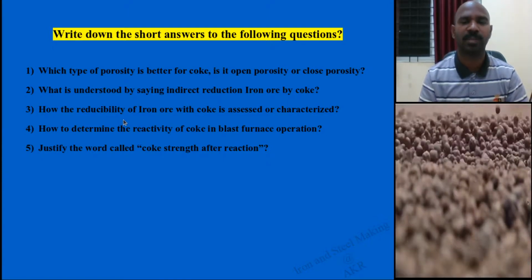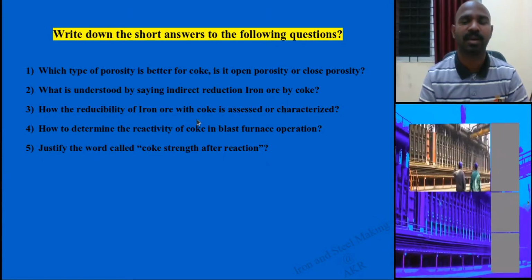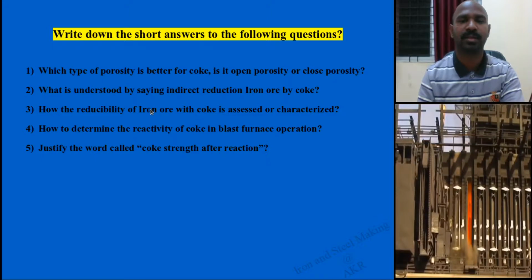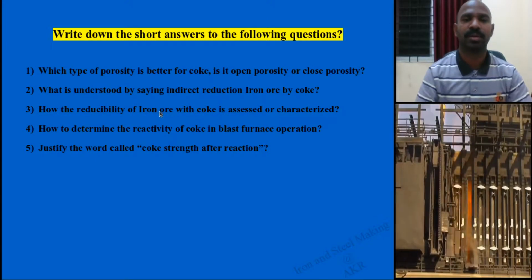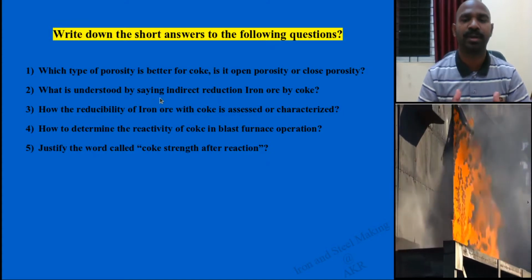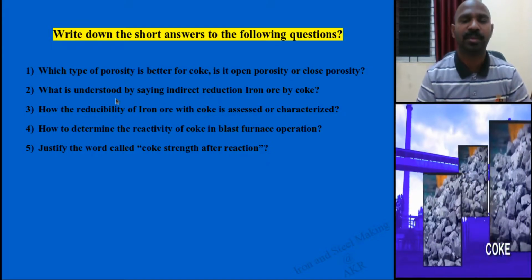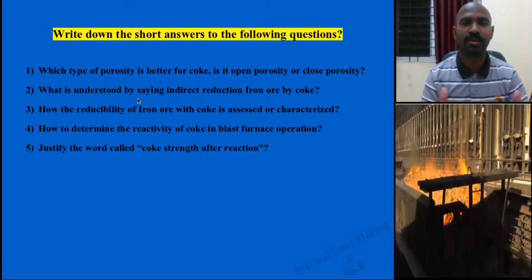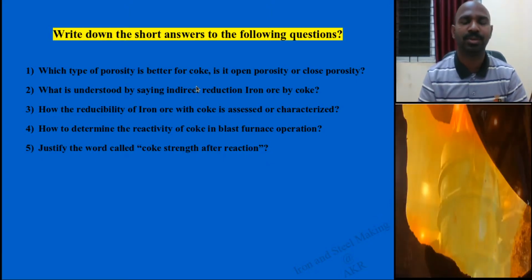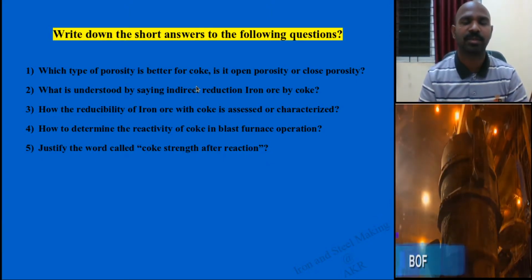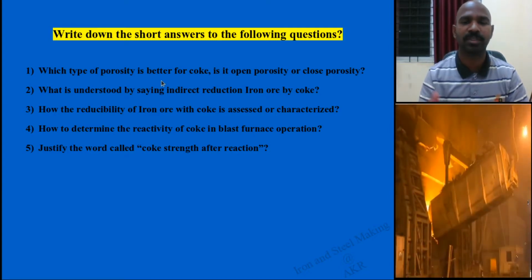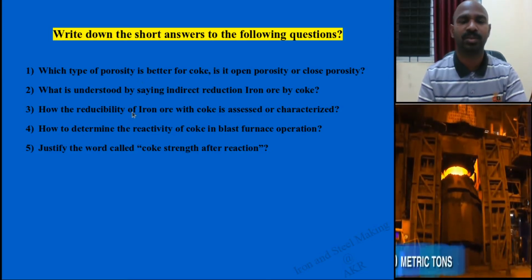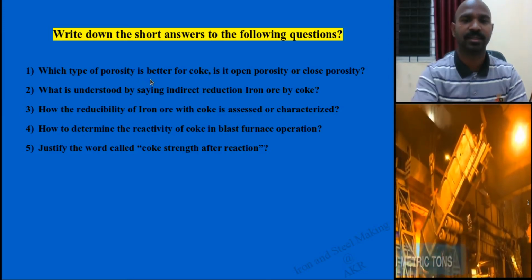Justify the term coke strength after reaction. Define this calculation of the coke strength after reaction and explain the procedure of coke reactivity and how to calculate it. Explain the Gakushin method for assessing coke reducibility and indirect reduction, the emission of reducing gases from the coke, CO and CO2, and open porosity, which coke mostly has. These things you can get from this lecture only.